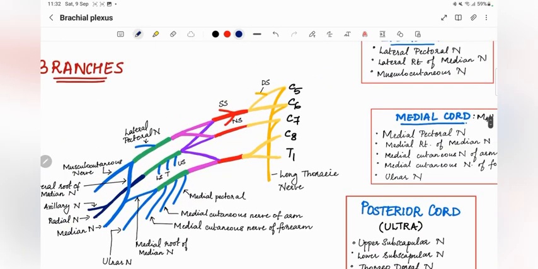In this diagram, let's locate the Erb's point. So this will be the Erb's point where the C5, C6 roots meet and the upper trunk divides to form the anterior and posterior division, along with the emergence of 2 nerves, the suprascapular and the nerve to subclavius.